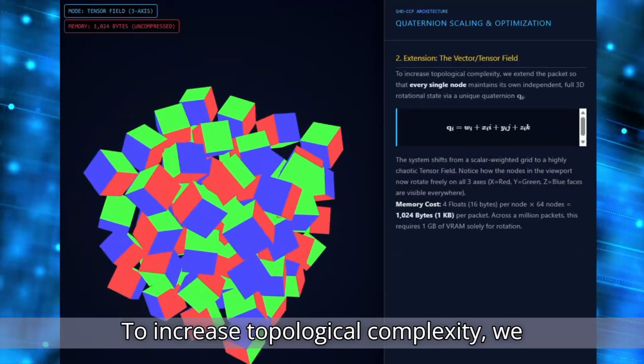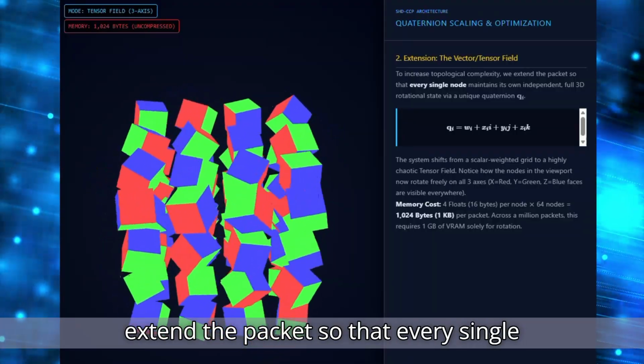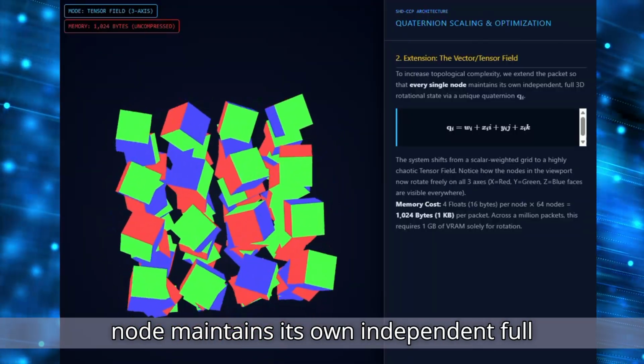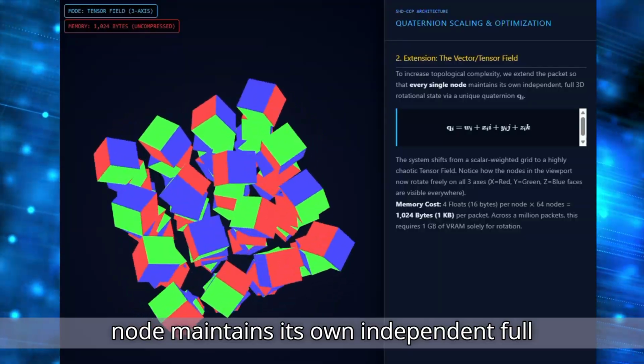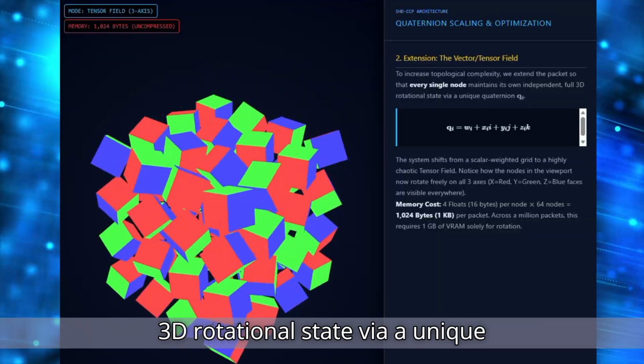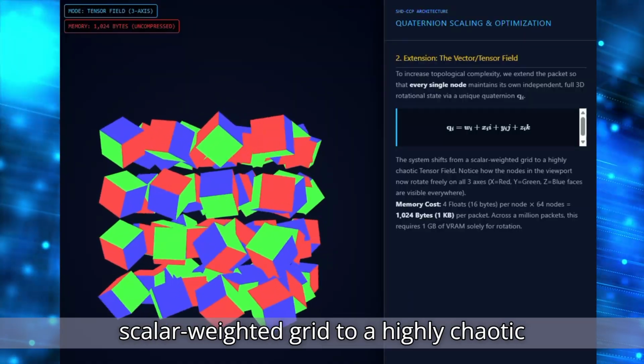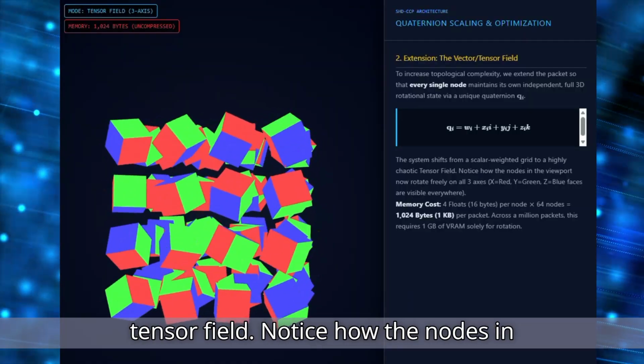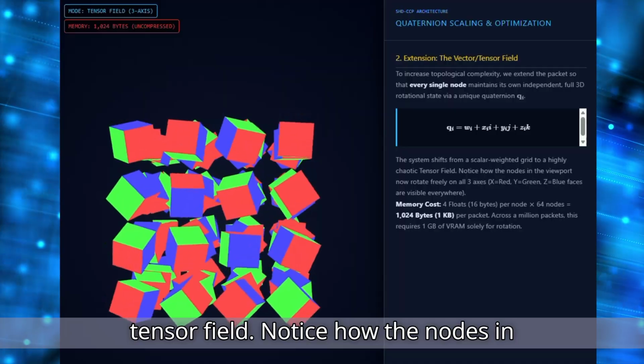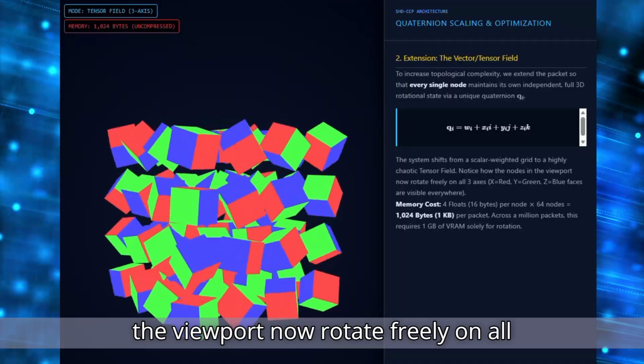To increase topological complexity, we extend the packet so that every single node maintains its own independent, full 3D rotational state via a unique quaternion. The system shifts from a scalar-weighted grid to a highly chaotic tensor field. Notice how the nodes in the viewport now rotate freely on all three axes.